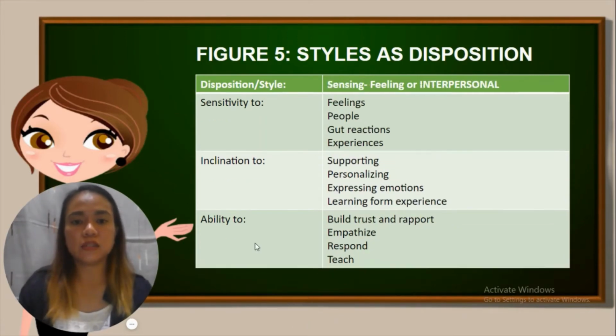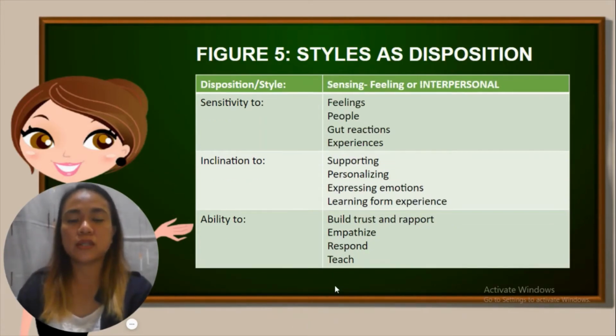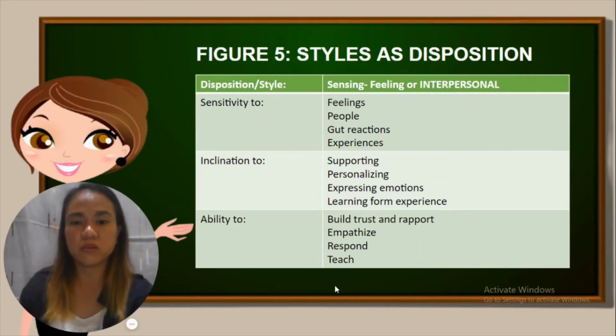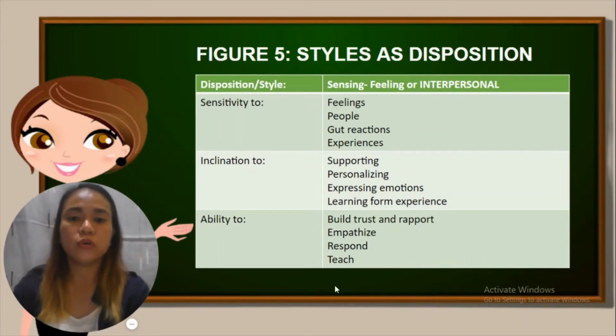The last disposition is the interpersonal style. They want to learn about things that affect people's lives. Sensitivity: they may experience difficulty when instruction focuses on independent seatwork or when learning lacks real-world application. Inclination: they learn best when their teacher pays attention to their successes and struggles. Ability to: they like group experiences, discussions, cooperative learning activities, role-playing, and personal attention.